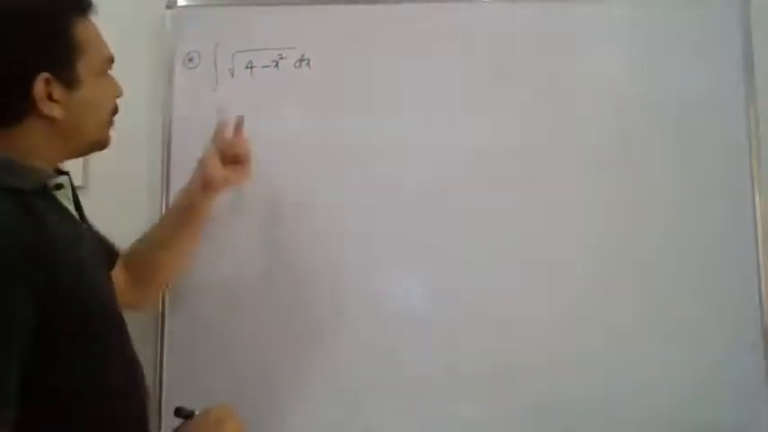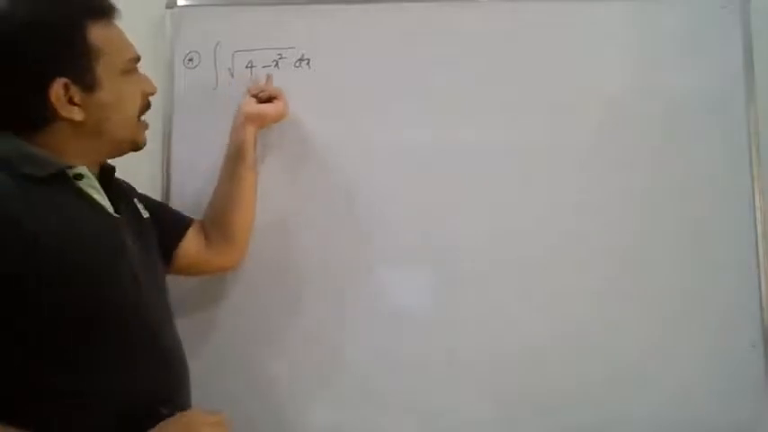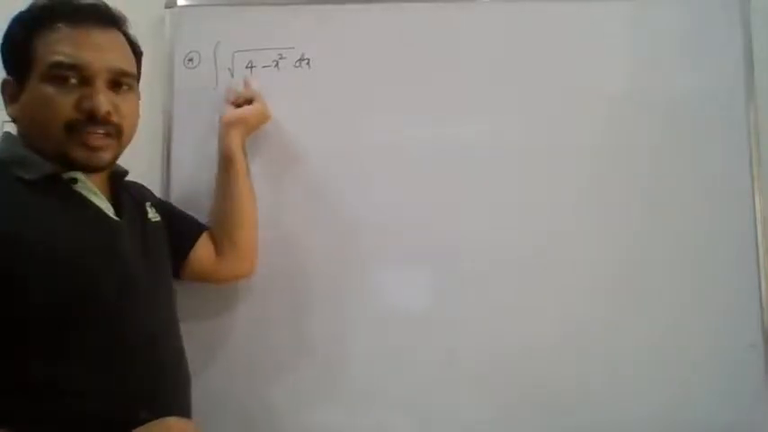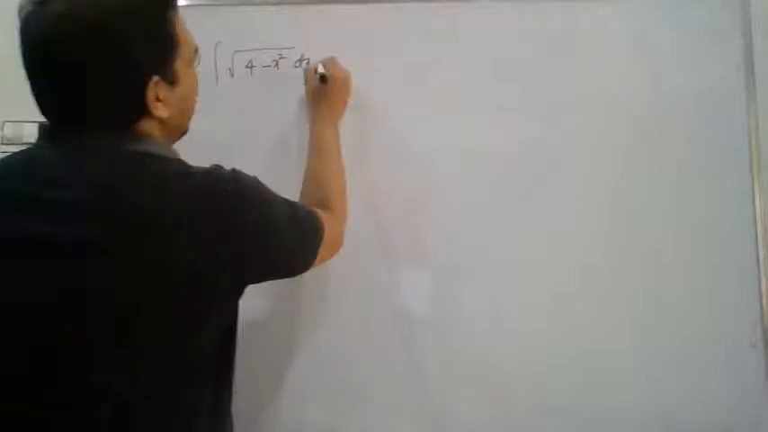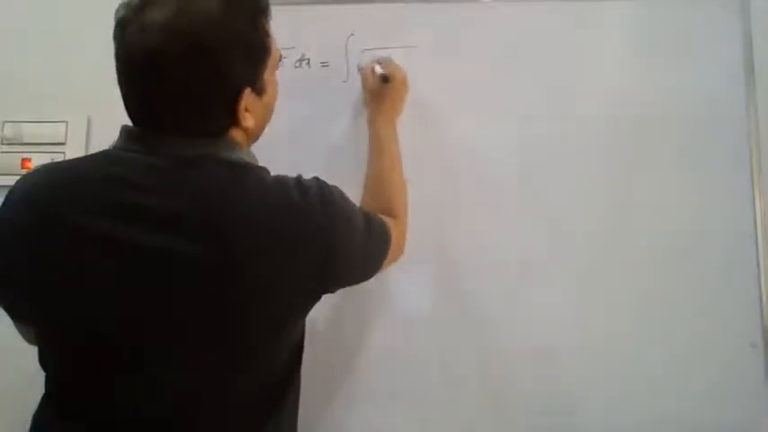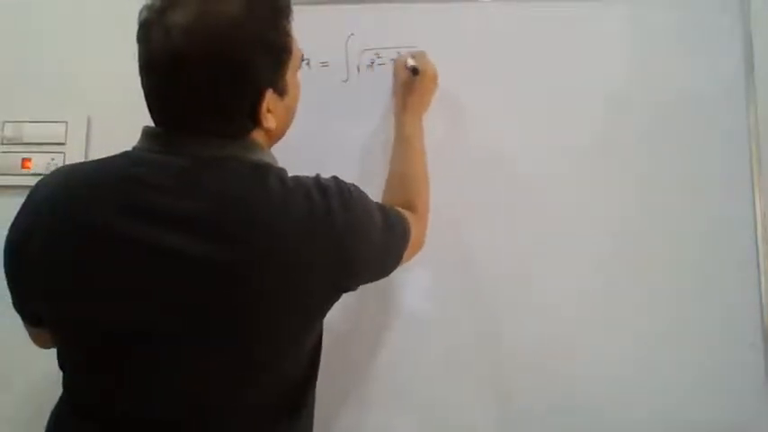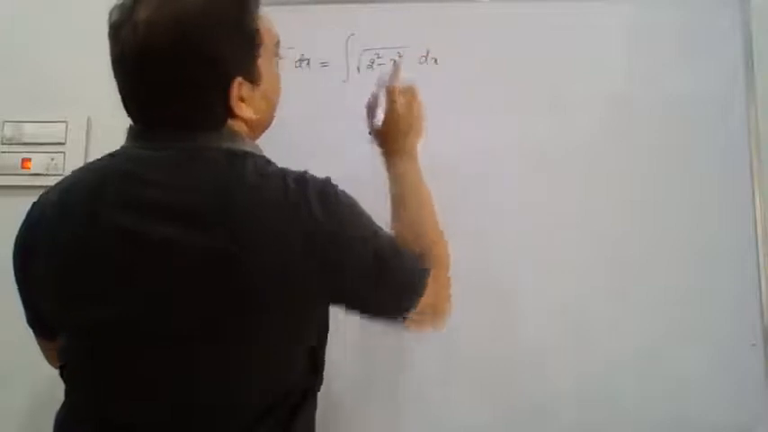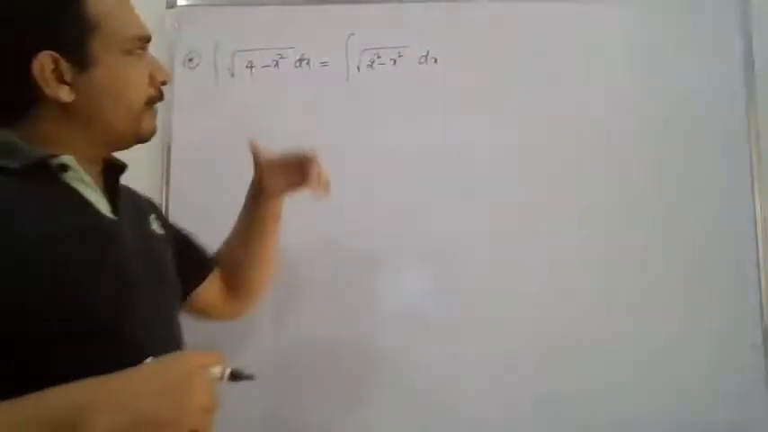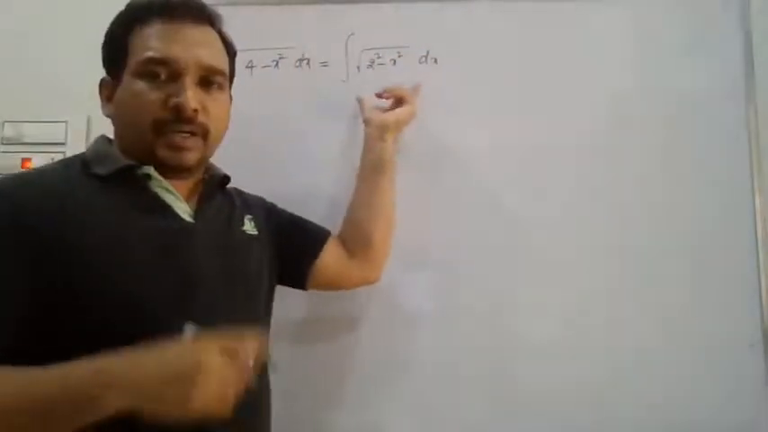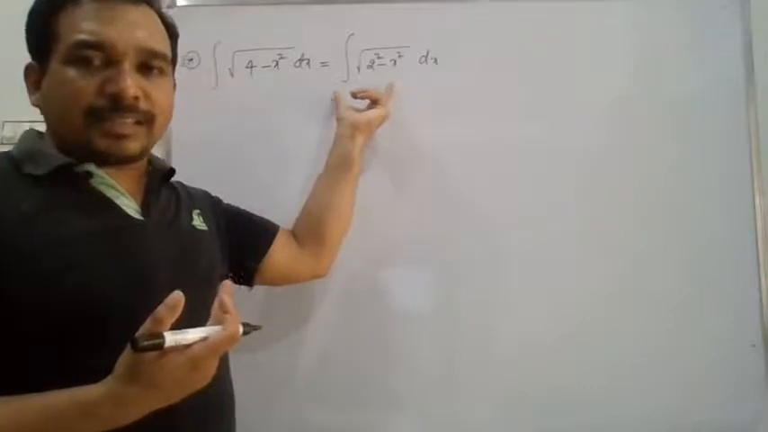Which is in the form of integration of a square minus x square, which can be written as integration of square root of 2 square minus x square dx. Now, no need to go for any substitution. Why? Because we already have a formula for this. Directly we have a formula. So, what is the answer for this?